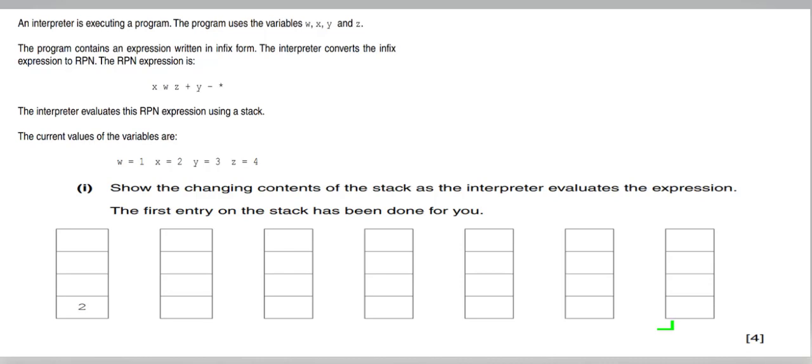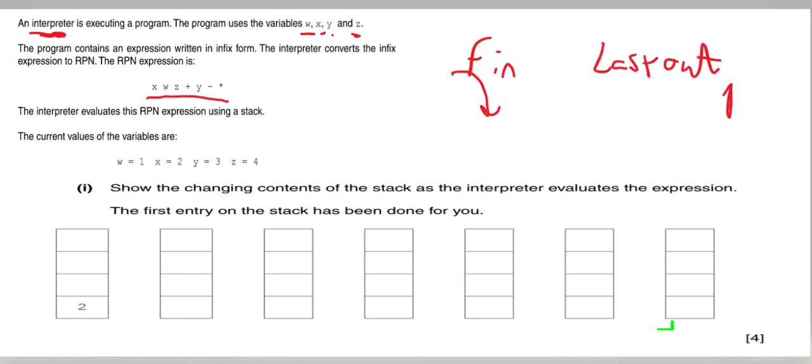So what we have is the interpreter. We've got some variables, W, X, Y, and Z. The program contains an expression written in infix form. The interpreter converts this infix expression to RPN. The RPN expression is going to be this. The interpreter will evaluate this RPN expression using a stack. Now, if you remember what a stack is, it's first in, last out. So whatever item's most recent will come out first.